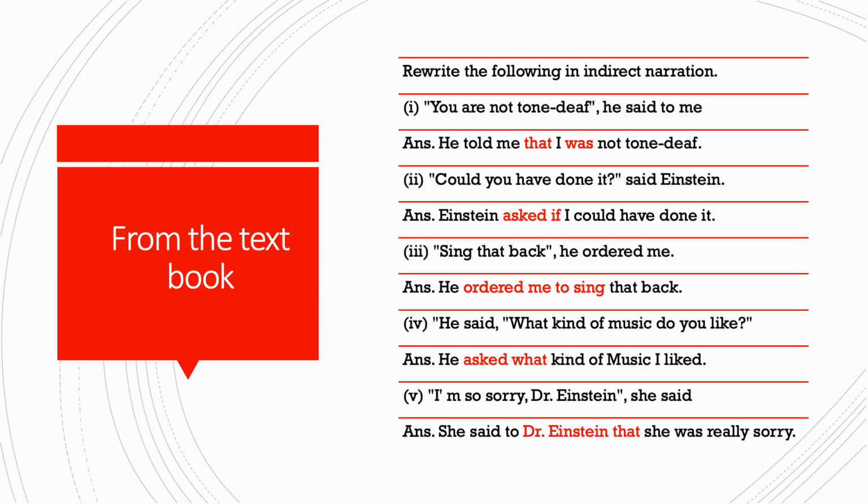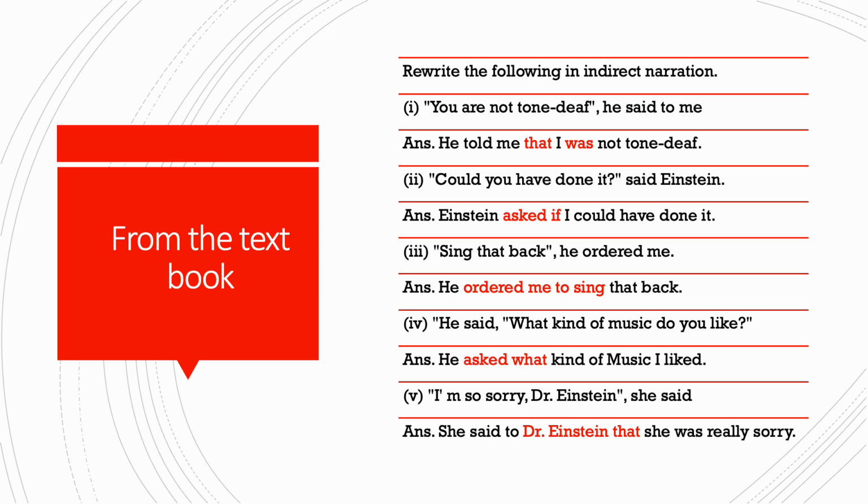Let's check out some questions from our textbook. So we have different types of sentences in here. The first one, you are not tone deaf. So it's a declarative sentence. So what's the rule to be used? You have to use told and then you have to use the word that, and then since the reporting verb is in simple past, we're going to change it into past tense. You are becomes I was.